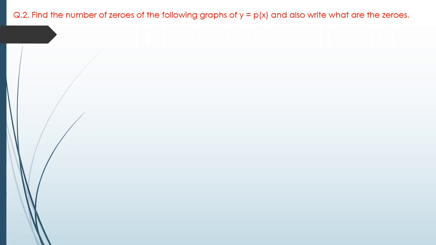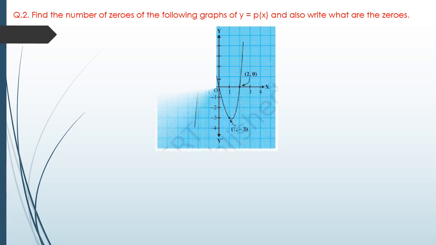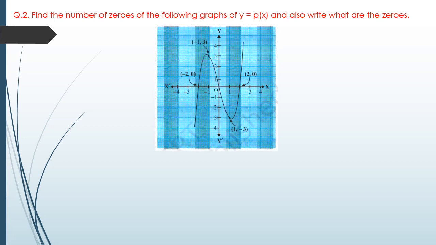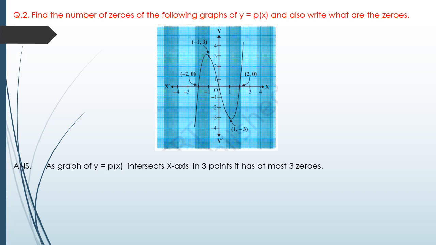Let us now discuss the second question. The second question is also to find the number of zeros of the given graph, and we also have to write what the zeros are. But see here, we are given the graph of y is equal to p of x, which means the variable of this polynomial is x. Okay, so this is the graph given to us. First of all they have asked us to write the number of zeros. Clearly we can see that the graph is intersecting the x-axis in exactly 3 points, so it has at most three zeros.